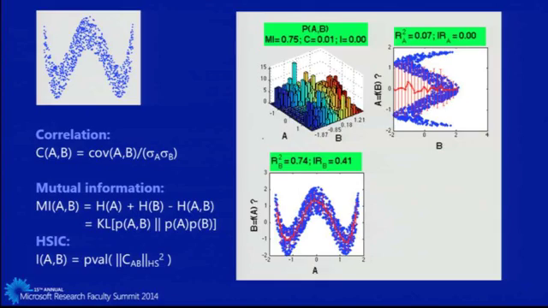Now, in order to determine the causal direction, what people did prior to the beginning of the challenge is that they did fit in two directions. So you can fit A as a function of B or B as a function of A. And if you have a good fit in one direction and a poor fit in the other, then you say, okay, I think I found the correct causal direction.